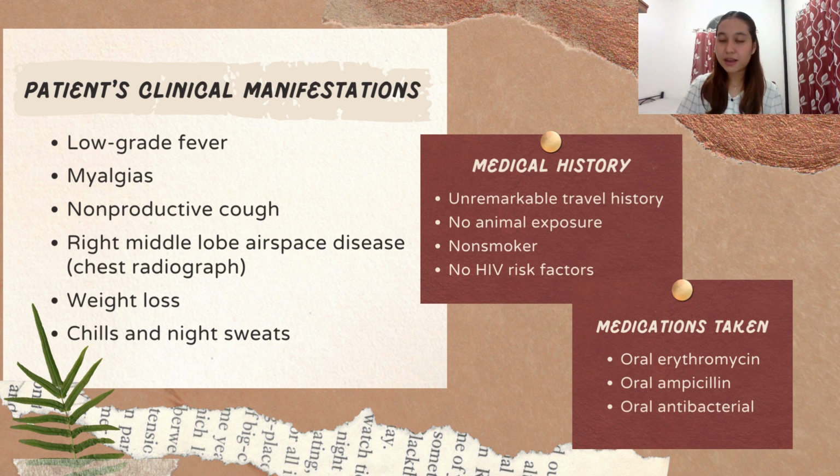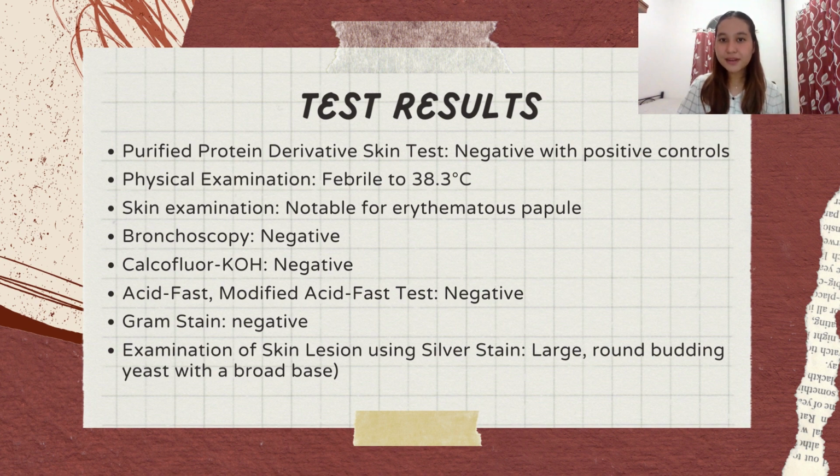risks for HIV. Fourthly, his medications include oral erythromycin, ampicillin, and antibacterial drugs. Fifthly, his physical examination revealed fever and an erythematous papule was noted on his skin. Moreover, his skin test, bronchoscopy, and various microscopic examinations with different techniques were all negative, except for silver staining of his skin lesion. It revealed the presence of large, round budding yeast with a broad base.